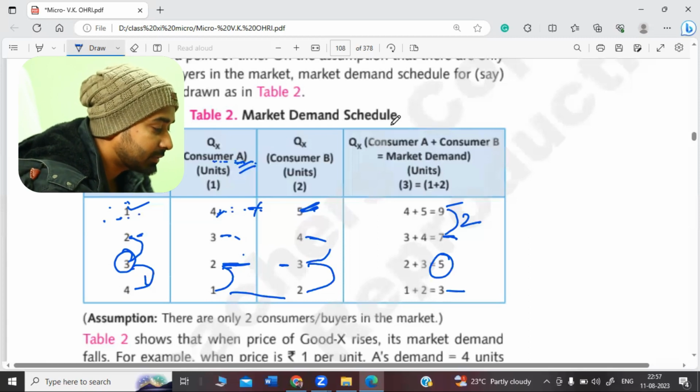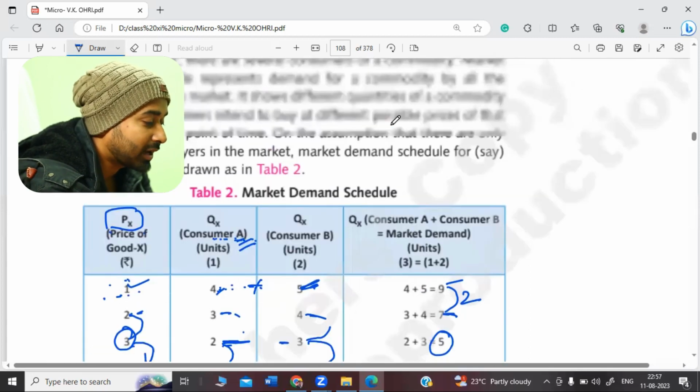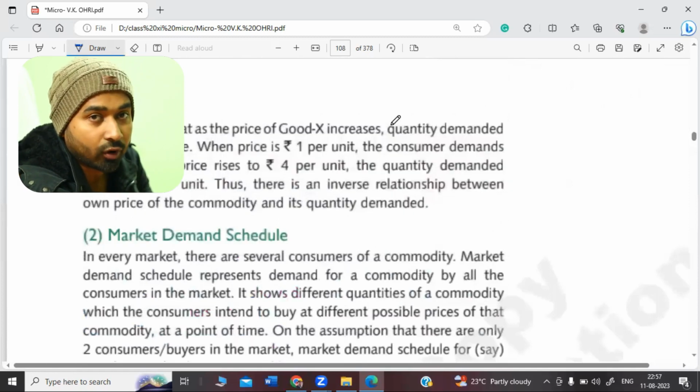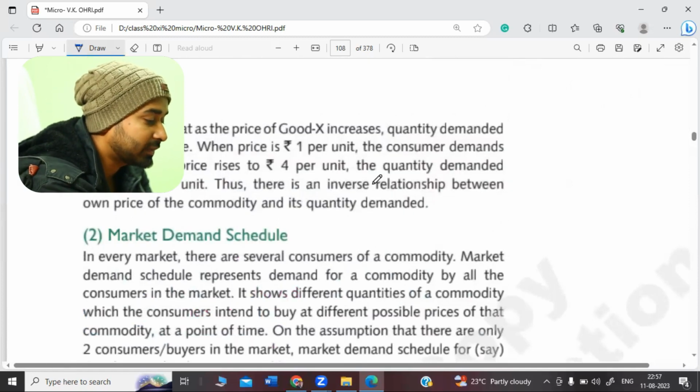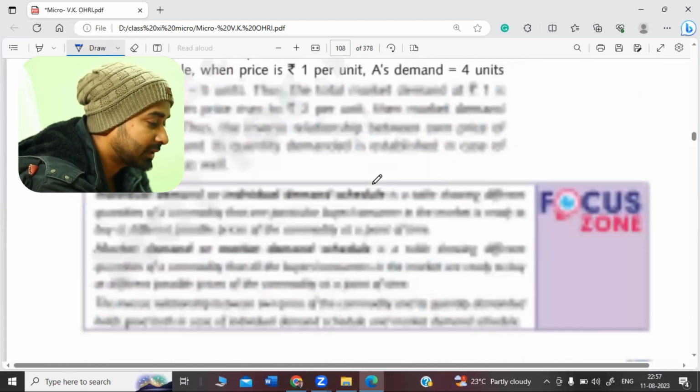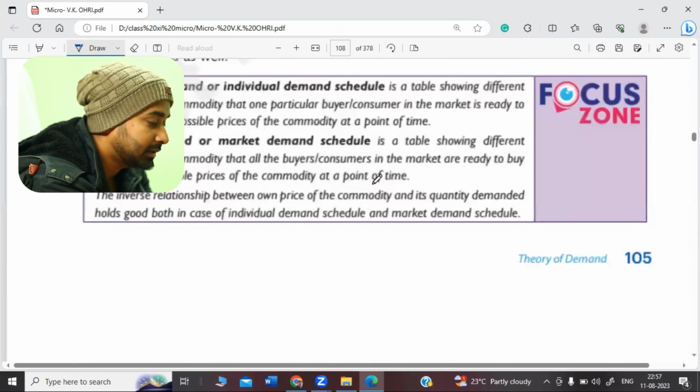Now if the question comes, what is the curve? What we have seen here, if I show it in graphical form, or we can say curve form, that is known as the market demand curve. Let's see the next topic, that is the market demand curve.